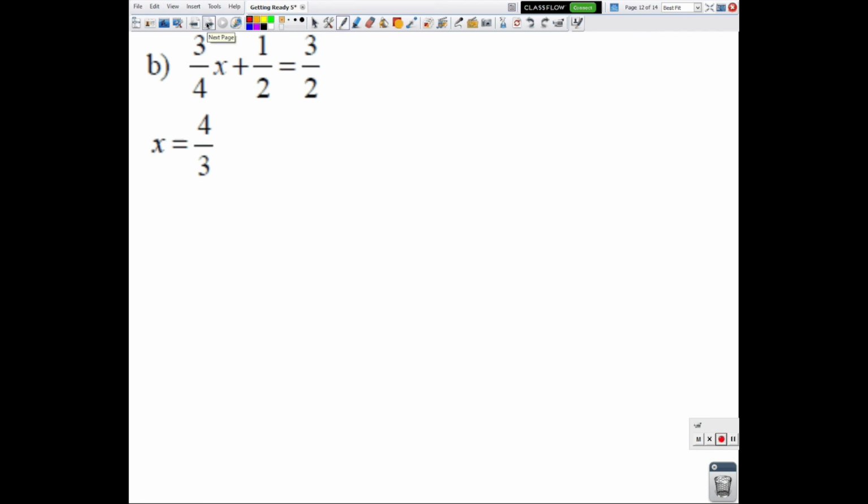Number 11b, we are going to substitute 4/3 into the equation everywhere that we see an x. So 3/4 times 4/3 plus 1/2 equals 3/2. 3/4 times 4/3, to multiply fractions, you multiply numerators and multiply denominators, so that becomes 12 over 12. So 1 plus 1/2 equals 3/2.